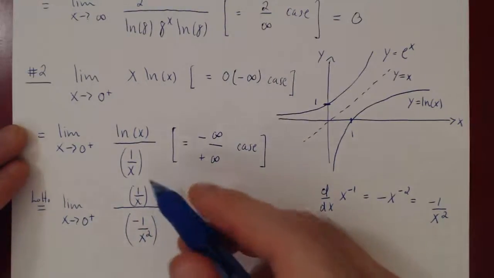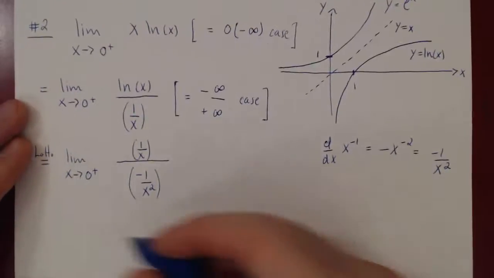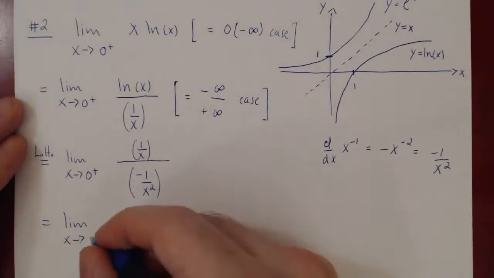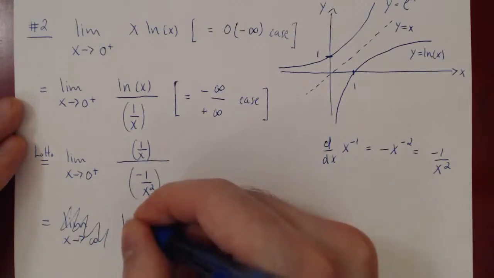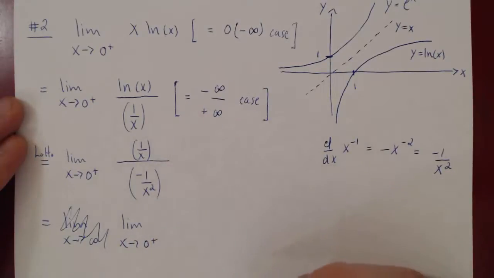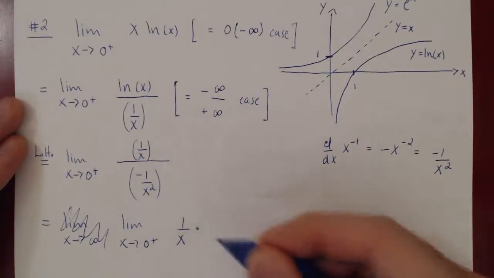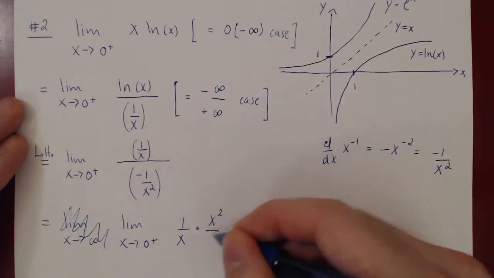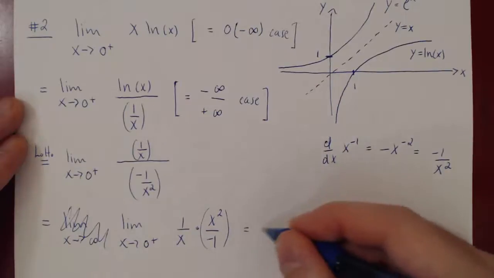As we've said before, if you divide by a fraction, you multiply by the reciprocal. So this limit will become the limit as x goes to 0 from the right of 1 over x, and if you divide by this fraction, you will multiply by the reciprocal, so times x squared over negative 1. We can simplify this, right?